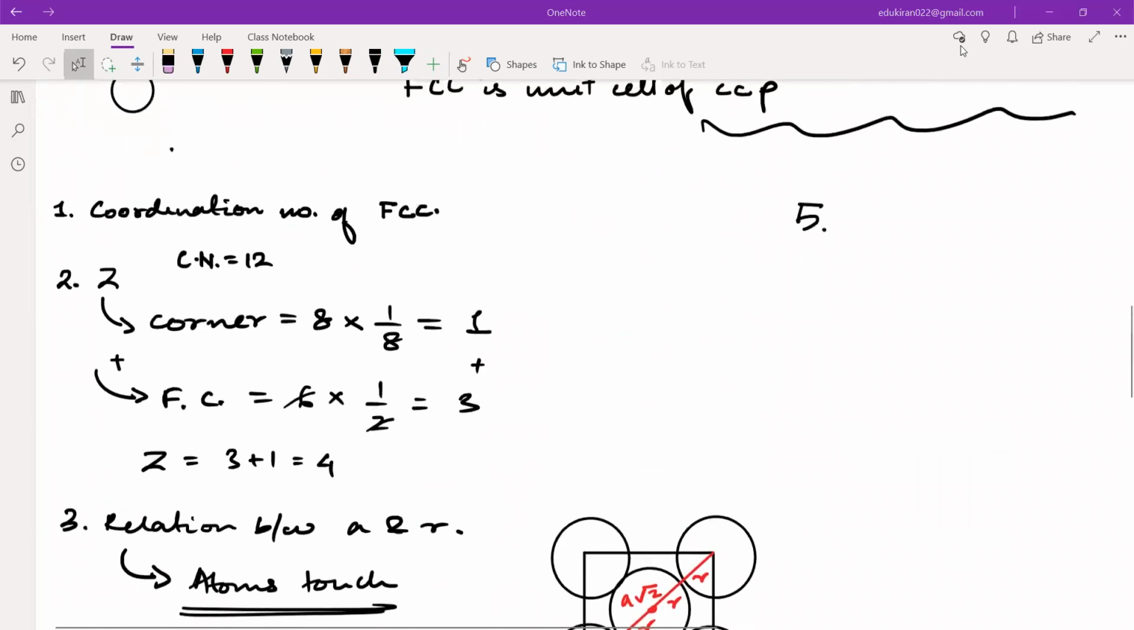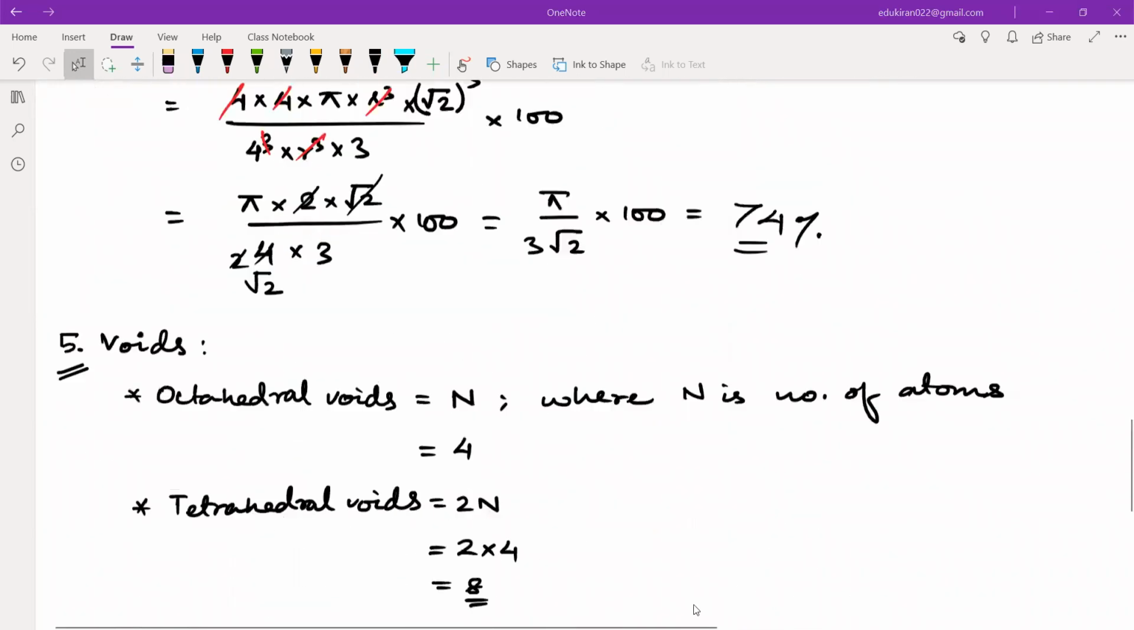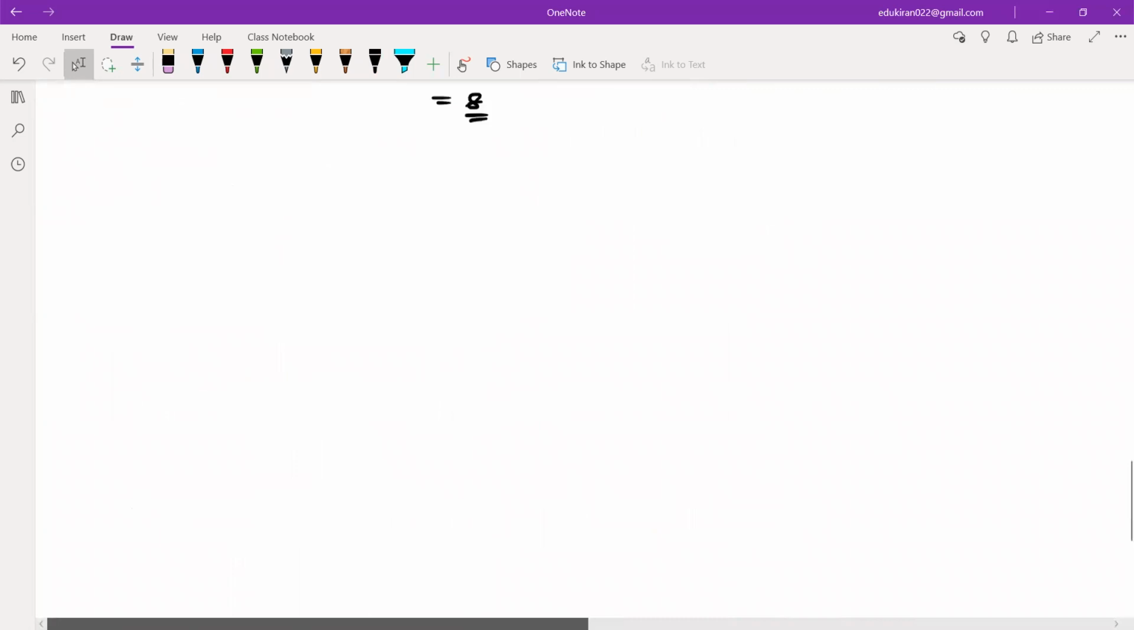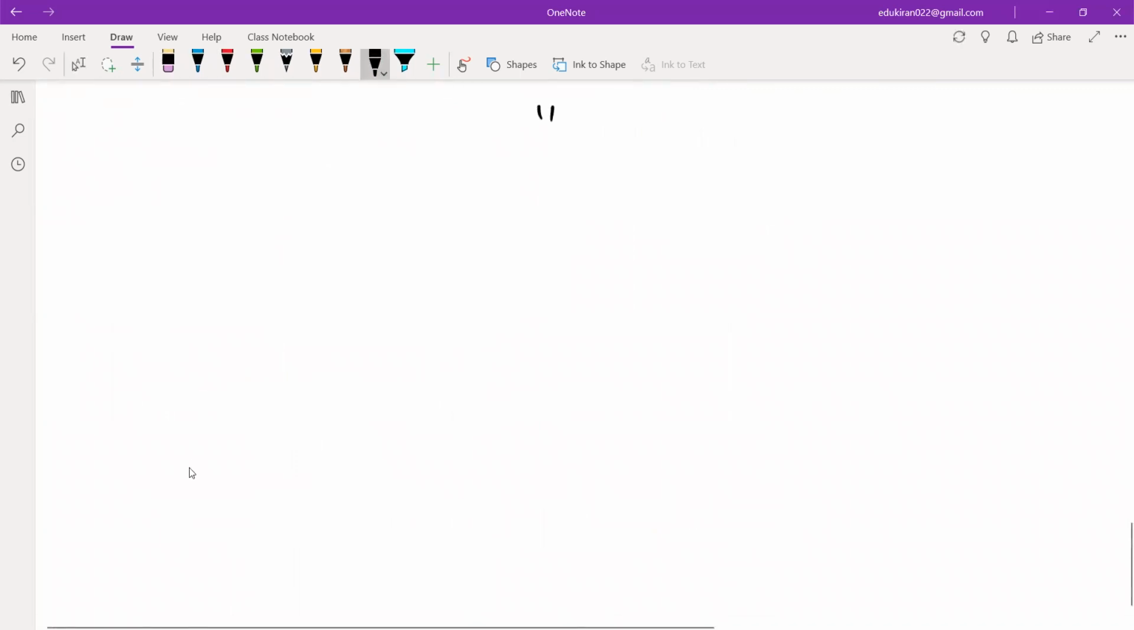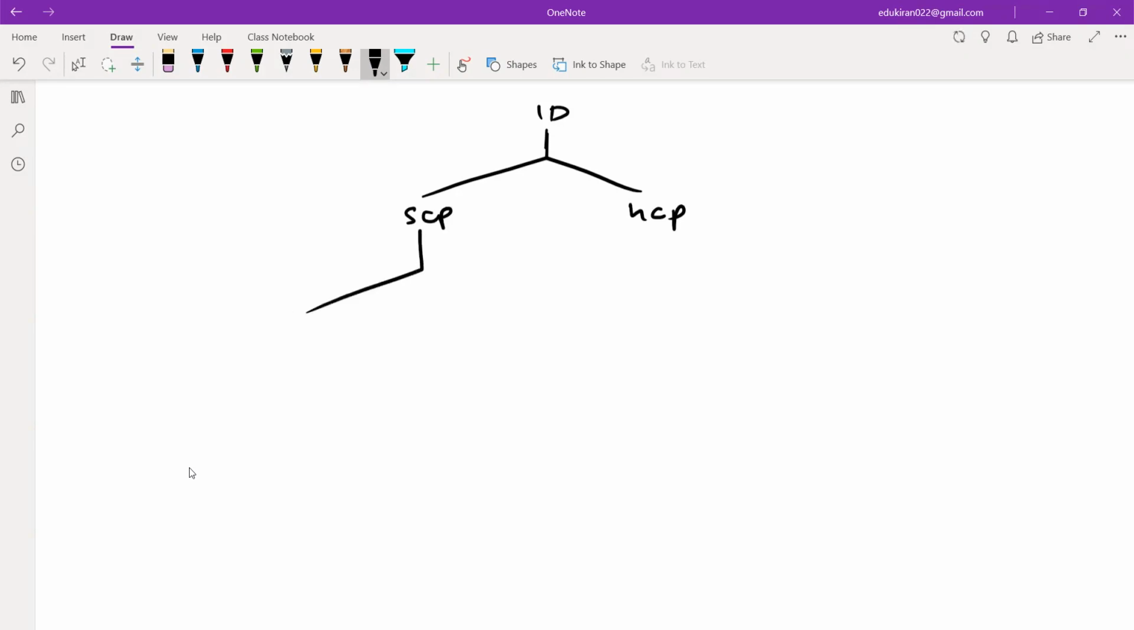Okay. So what did we learn today? We learned a few things, right? The important things that we learned today, first of all, let me revise. We had 1D, and after 1D we had 2D, in which we had two types, SCP and HCP in 2D. Then, when we went to 3D structure, we had two: simple cubic unit cell, and body centered cubic unit cell.